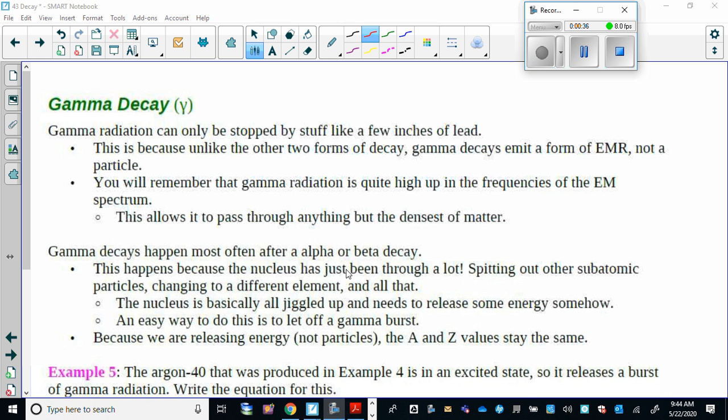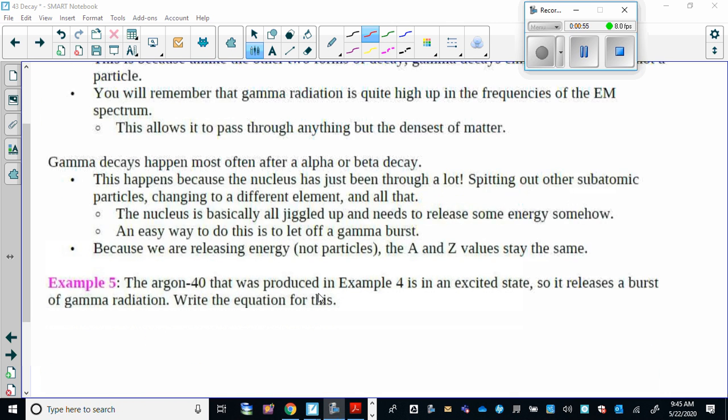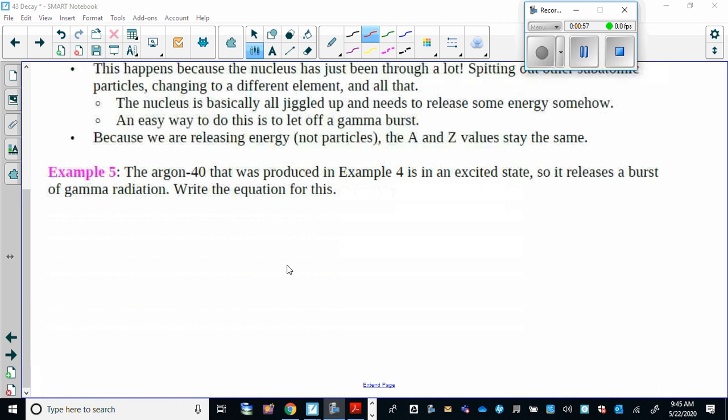This happens because the nucleus has just been through a lot, spitting out other subatomic particles, changing to a different element and all that. The nucleus is basically all jiggled up and needs to release some energy somehow. An easy way to do this is to let off a gamma burst. Because we are releasing energy, not particles, the A and the Z values stay the same. So gamma decay equations are pretty darn simple.